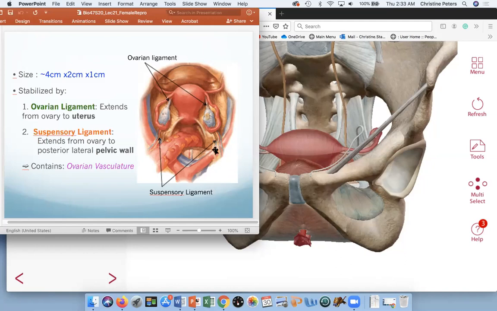And they're going to be surrounded with connective tissue that allows them to route out to the ovaries. And so that provides some support. And we call that the suspensory ligament. So the ovaries are kind of suspended between the body wall and the uterus by the ovarian ligament and the suspensory ligament. Okay. All right, and this is going to contain, like it says right here, the ovarian vasculature. So this would be what we call the gonadal or the ovarian artery and vein on each side.